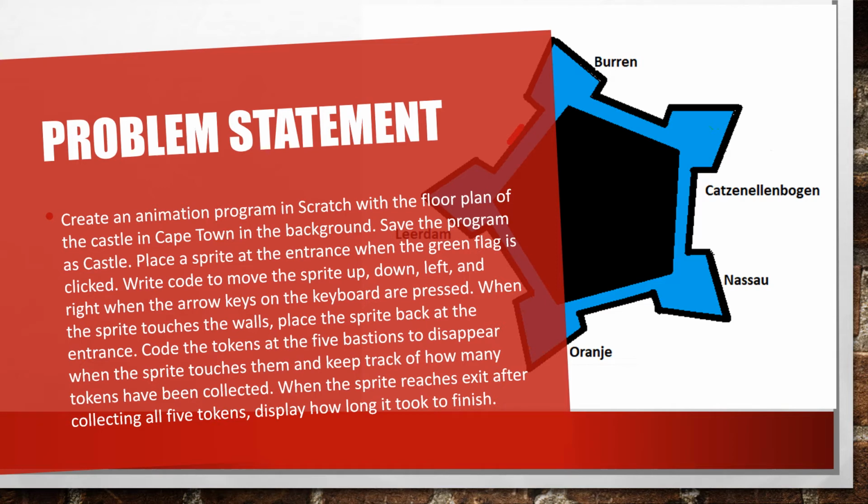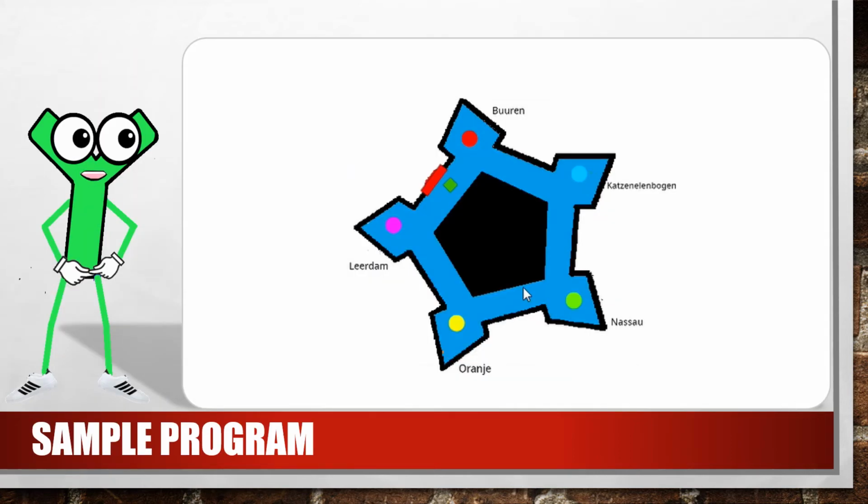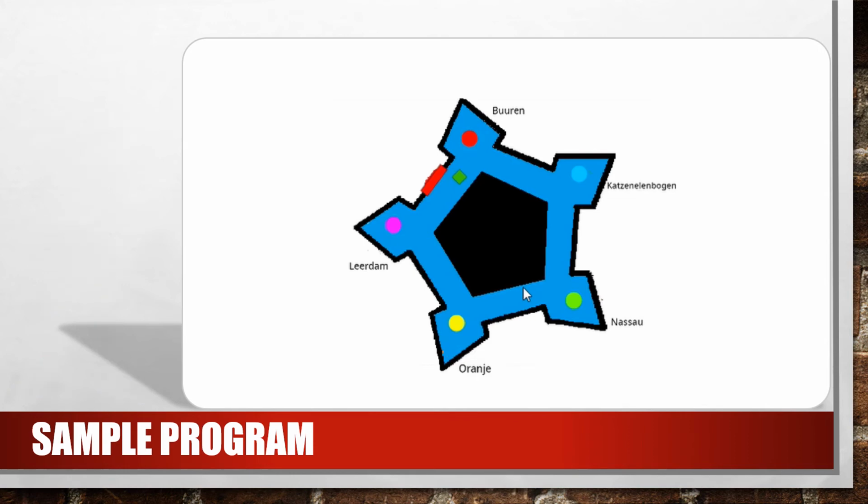Code the tokens at the 5 bastions to disappear when the sprite touches them, and keep track of how many tokens you have collected. When the sprite reaches the exit after collecting all 5 tokens, display how long it took to finish. Here's an example of what your program might look like.